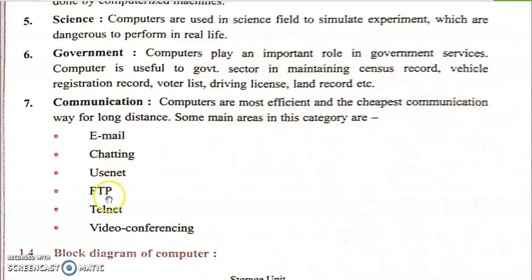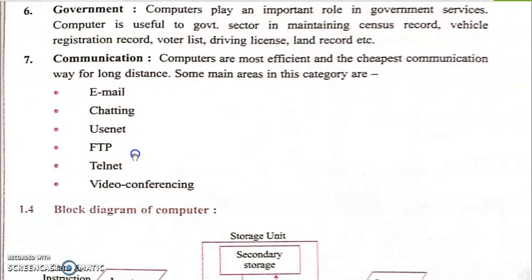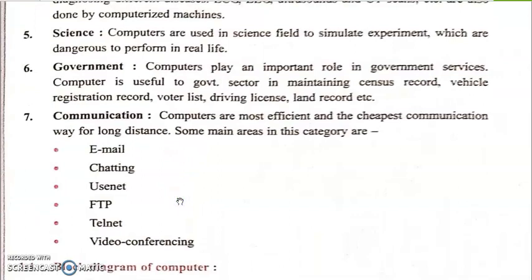Then we have Usenet, we have FTP, file transfer protocol, then we have Telnet and video conferencing. So these are all different ways of communicating with our friends, with our clients, with our offices. And so you see the computer has been in all the fields in today's date. So in all the fields we use computers. So these are the various fields where we can see the computers. So it is almost in all the fields.